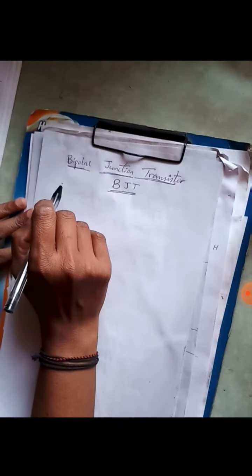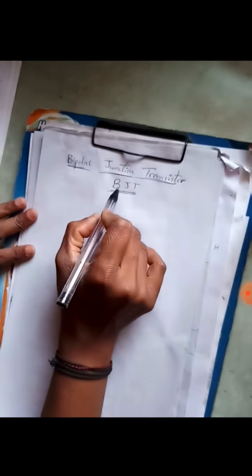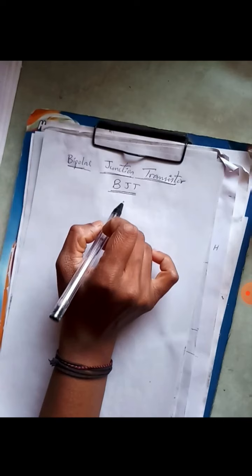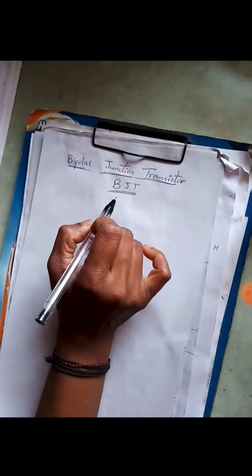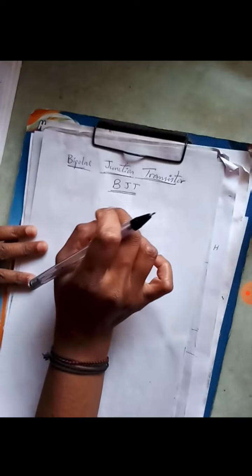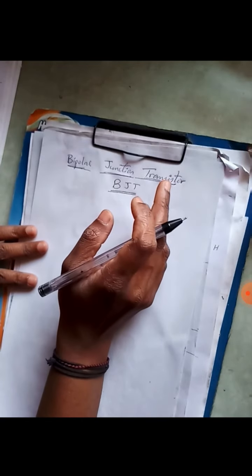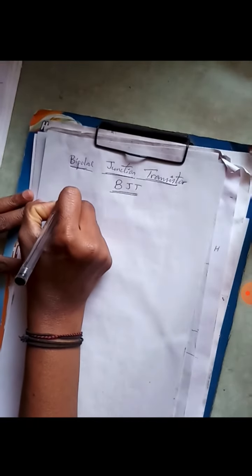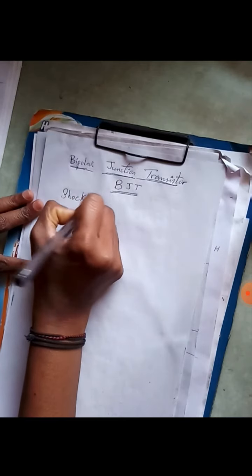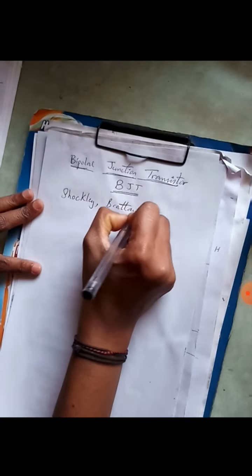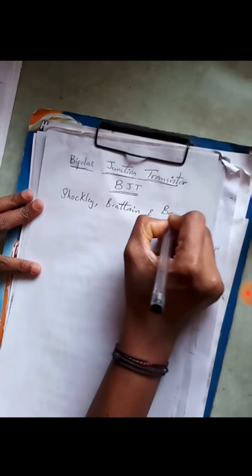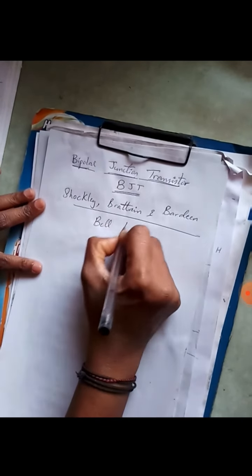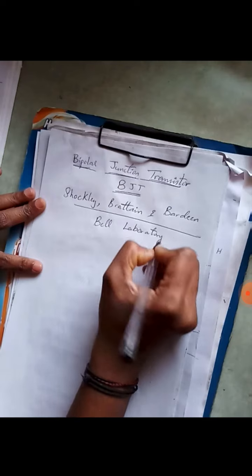Hello students, let us deal with a chapter called the bipolar junction transistor, in short represented as BJT. This transistor, or BJT, is the building block of the whole electronics revolution. Once the BJT was discovered, electronics was taken into a new era, and the scientists who found the BJT, or the transistor, were Shockley, Brattain and Bardeen. These three scientists from Bell Laboratory found out this transistor.